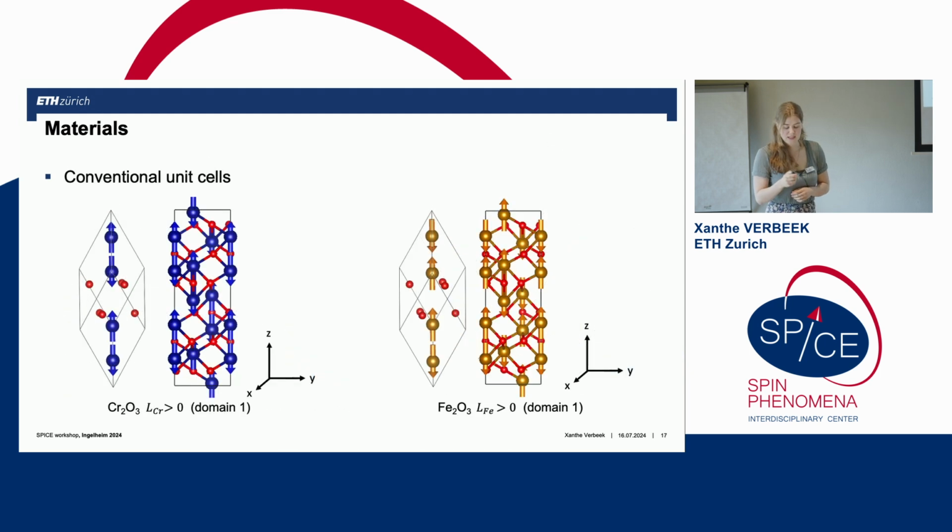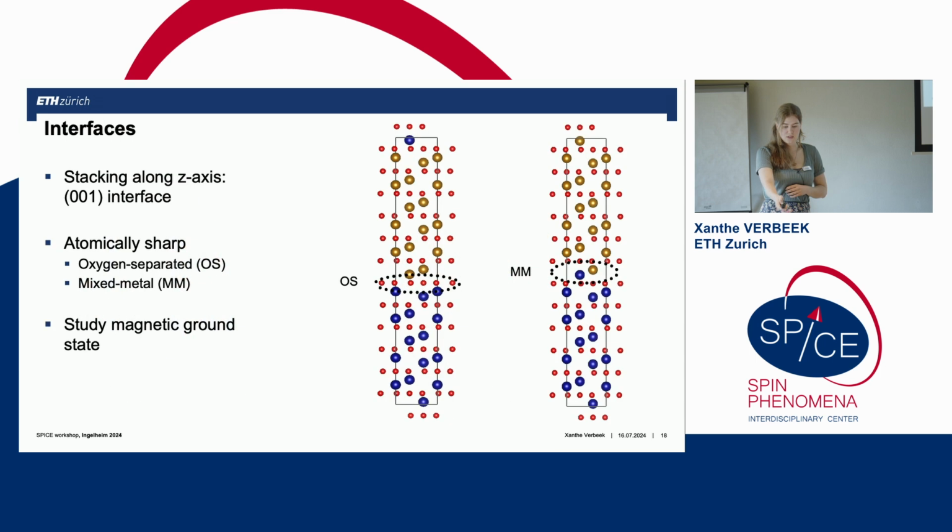So to build the interfaces, I will be switching from the primitive unit cell that I've been showing you to the conventional unit cell, which is just 3 times as large. And we will be stacking these conventional unit cells along the z-axis, so along the [0,0,1] direction. We wanted to study atomically sharp interfaces, which the corundum structure allows two types of. One we call the oxygen-separated interface, because the iron oxide and chromium oxide environments are separated by this oxygen layer.